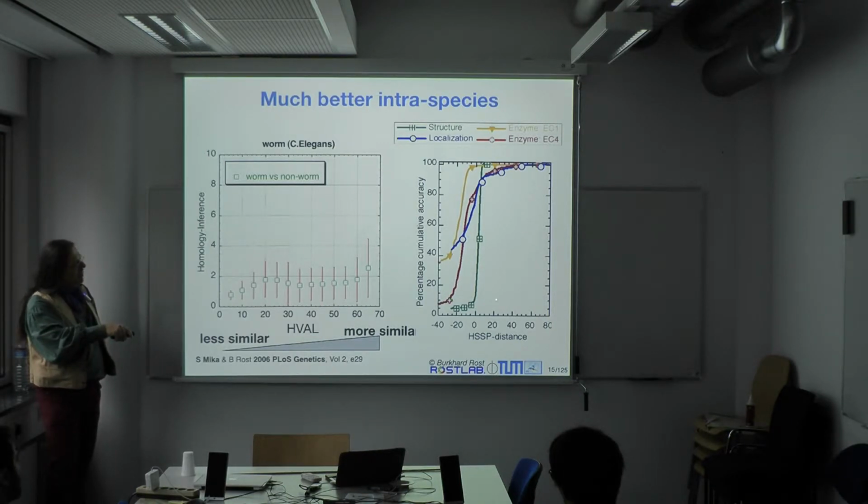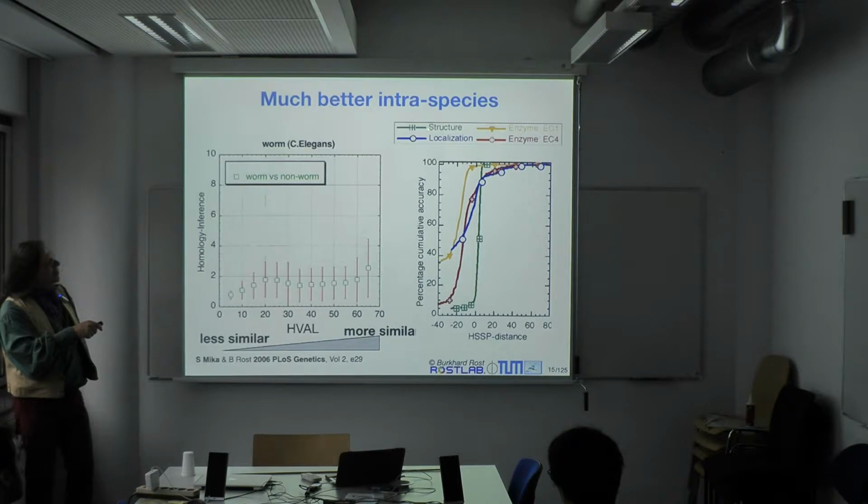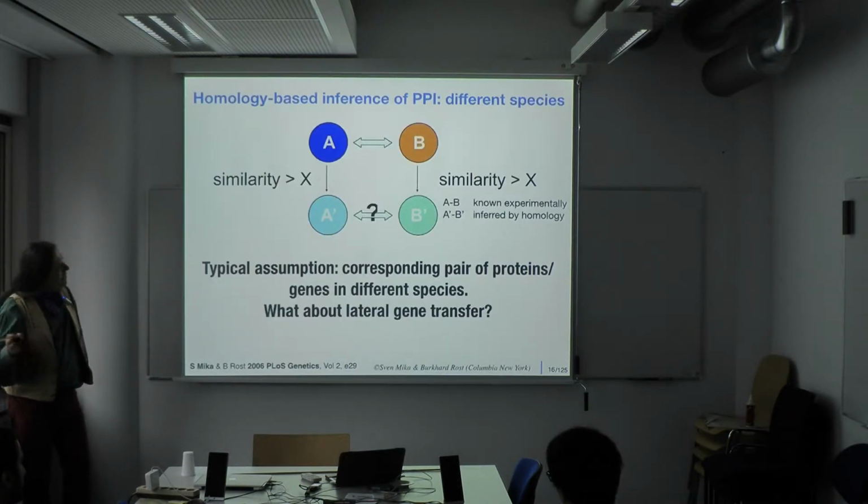So on this plot we would be here, and you see that this is lower than all the other things that were enzymatic activity, structure in green, and localization. Okay, but we can do it to some extent.